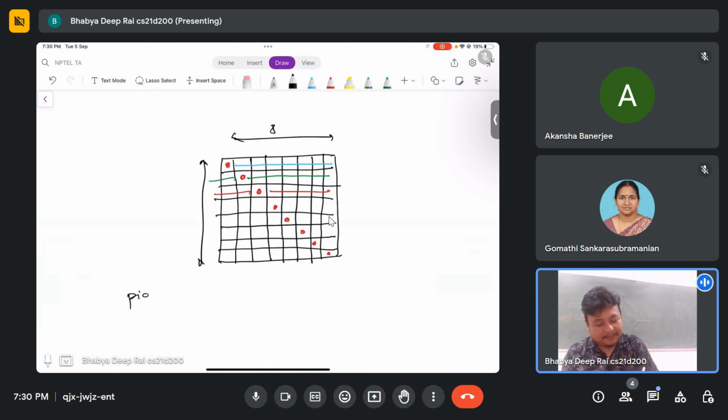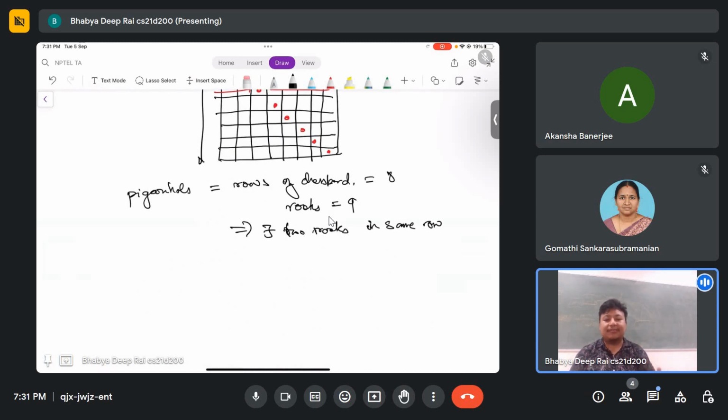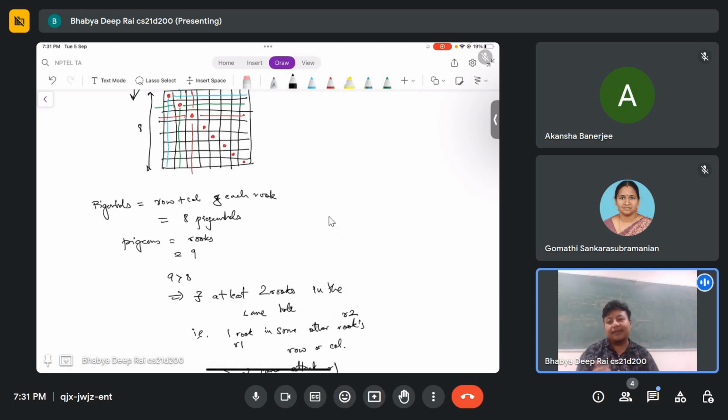Now what I do is I just look at pigeonholes as rows of the chessboard. How many rows are there? 8 rows. How many rooks are there? 9 rooks. Which means there exist 2 rooks in the same row. And if there are 2 rooks in the same row, the 2 rooks are attacking, since they belong to the same row. This is another way to look at it. So you can get rid of the columns also. Actually, you can just look at rows.